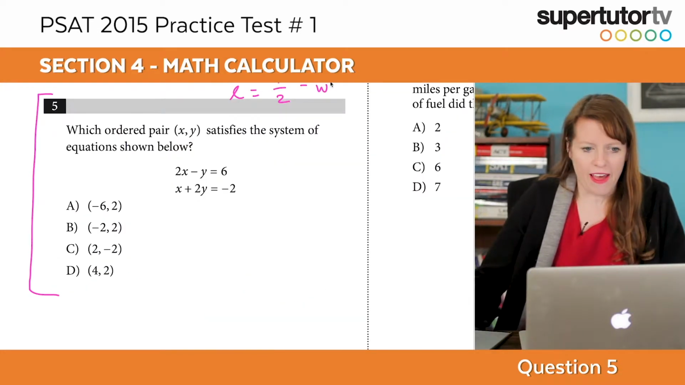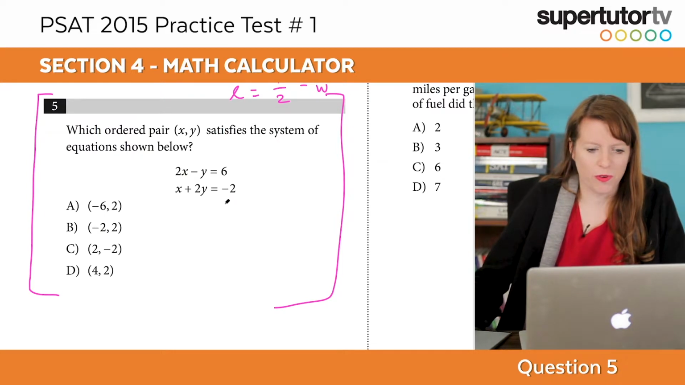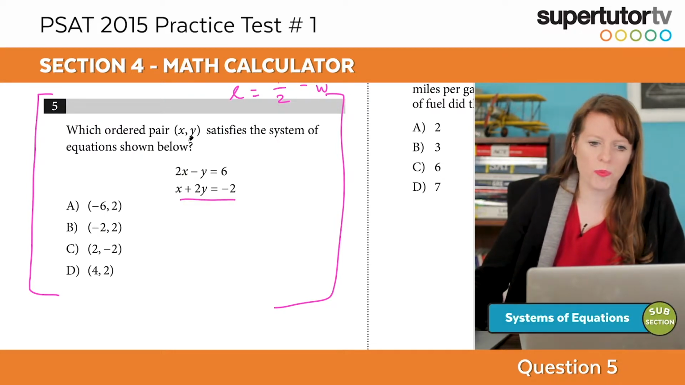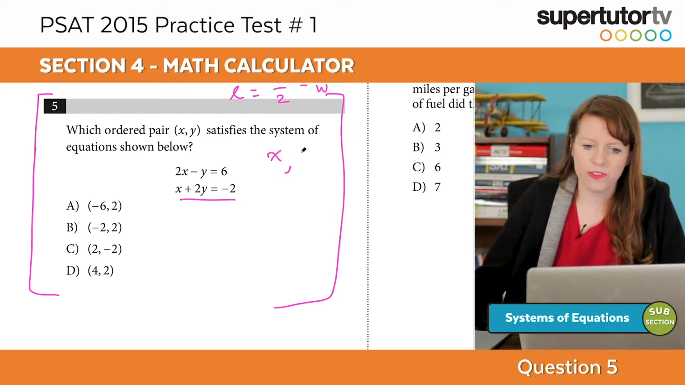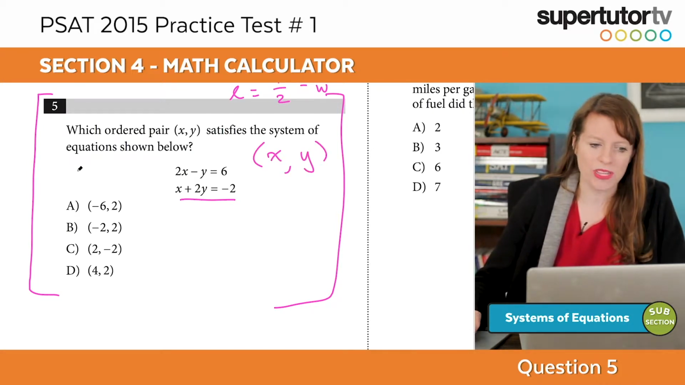Cool. Number 5, which ordered pair satisfies the system of equations shown below? When we have an ordered pair that satisfies a system of equations, that just means the solution set, and the solution set is x comma y. That's what all these mean. They're just coordinate points, x comma y. And these are the x values, and these are the y values.